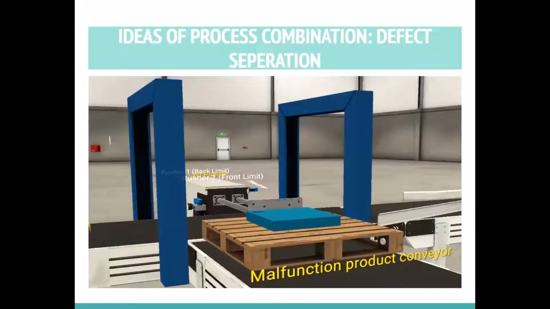And then if the sensor detects a defect product, the pusher will be activated and it will push the defected product out of the main conveyor belt to the malfunction product conveyor. So as we can see here, if the product detected is defect, like for defect expression, if the sensor detects a defected product, then the pusher will be activated and push the defected product out of the main conveyor belt.